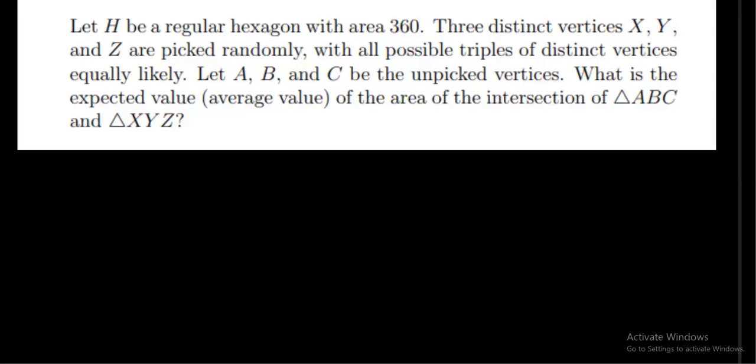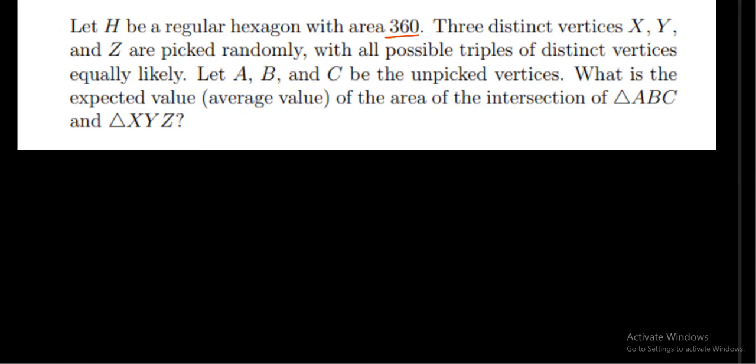In this video, I am taking a question from the article Expectation, which has recently been added to the syllabus of JEE Advanced. Well, let us read the question and start solving it. The question reads: let H be a regular hexagon with area 360. That means we can find out the side of the hexagon if required.